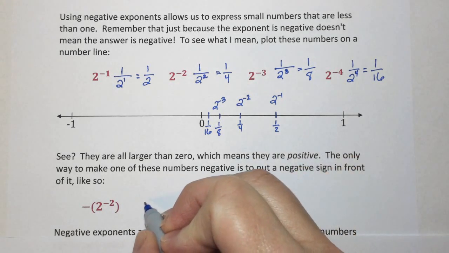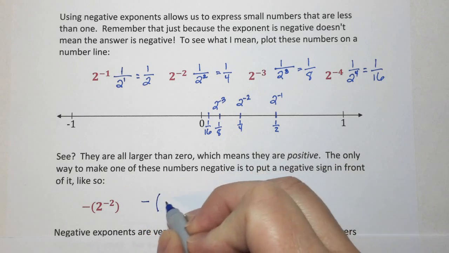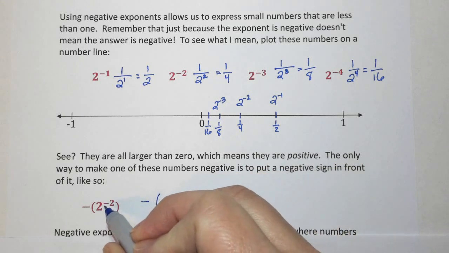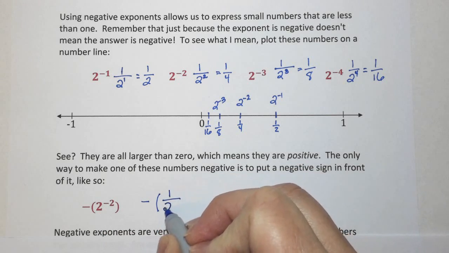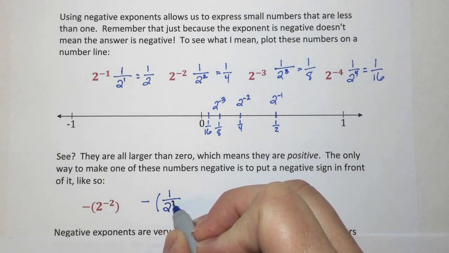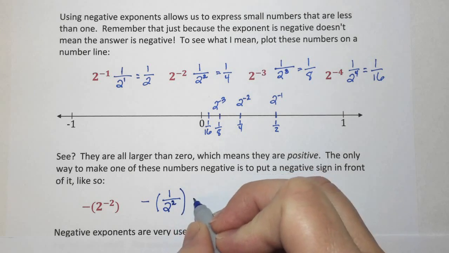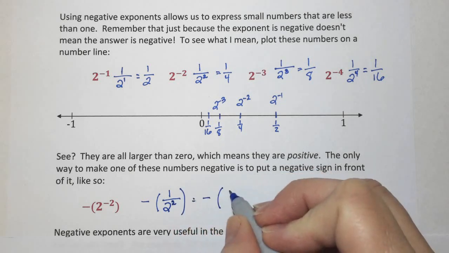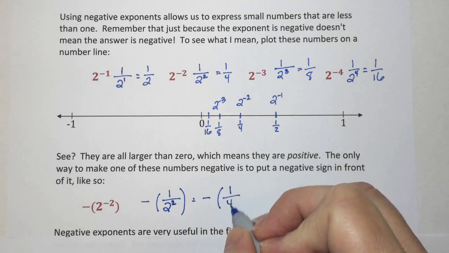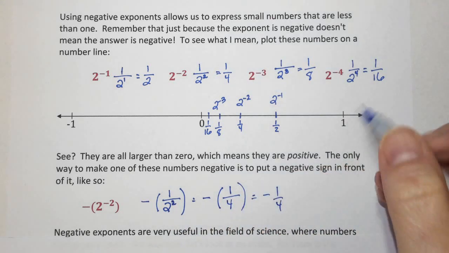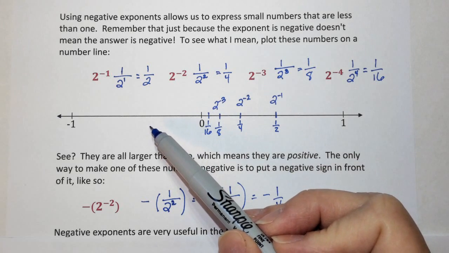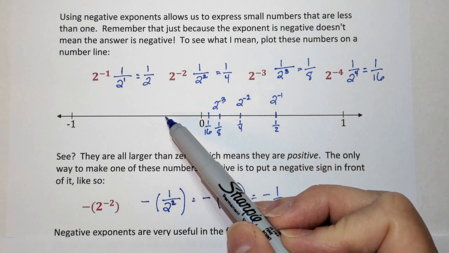And we can actually work this one out. Let's do that. Negative, and then in parentheses, this number here with a negative exponent is 1 over base of 2. Lose the negative sign, but keep the power, which would be negative 1 over 2 times 2 is 4. Negative 1/4. And that one actually would be plotted on the negative side of our number line, probably about right in here.